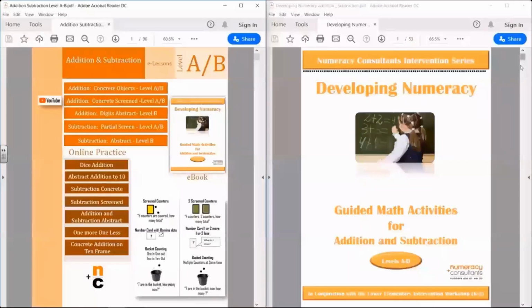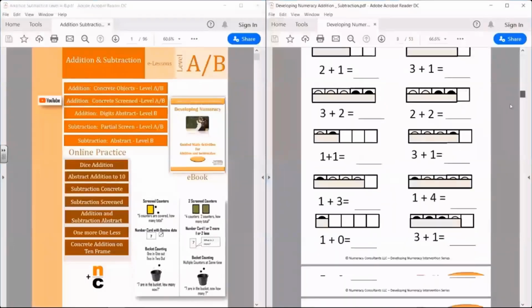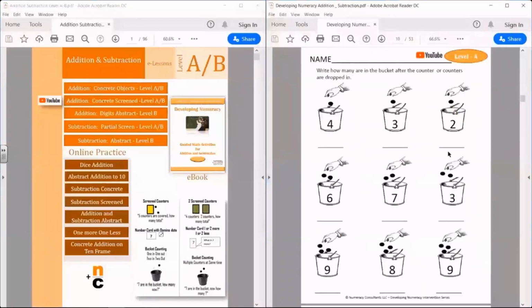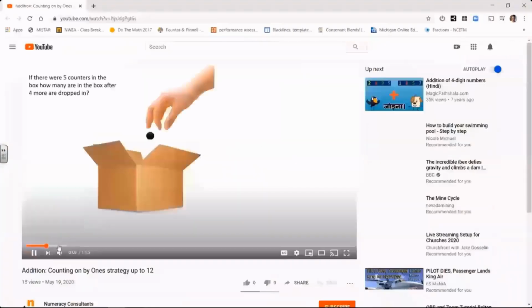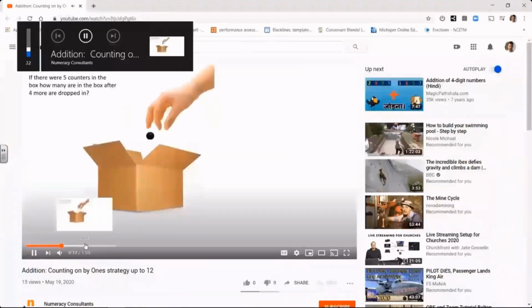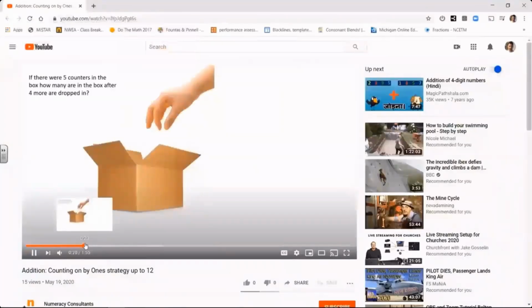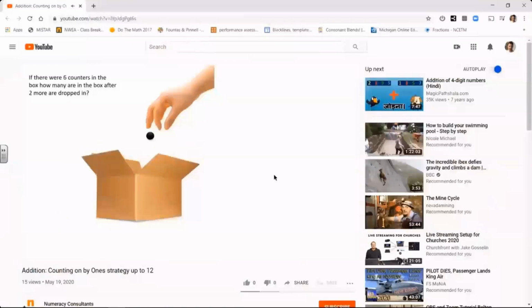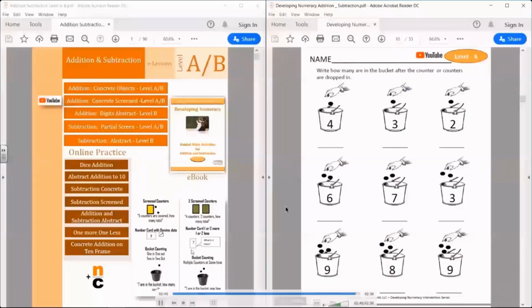Then after you're done, you can go ahead and go to the addition part right here. And say we're counting on and he's struggling still. He can go ahead and click on the clip. If there were 5 counters in the box, how many are there in the box after 4 more are dropped in? This is an interactive one where it has a story problem, it reads it, and it can help them solve it as well. So here, after 2 more are dropped. And that's just showing the lower side of the range of the addition and the subtraction.